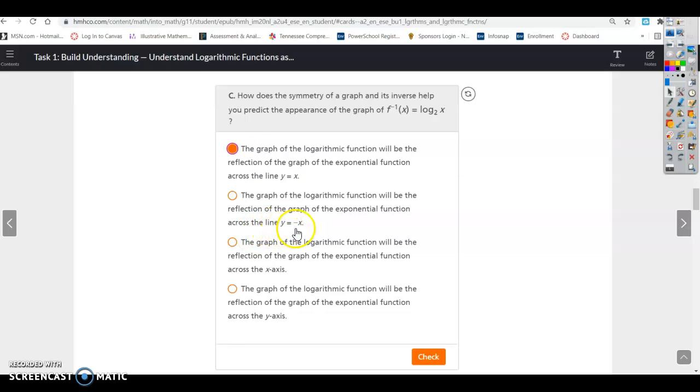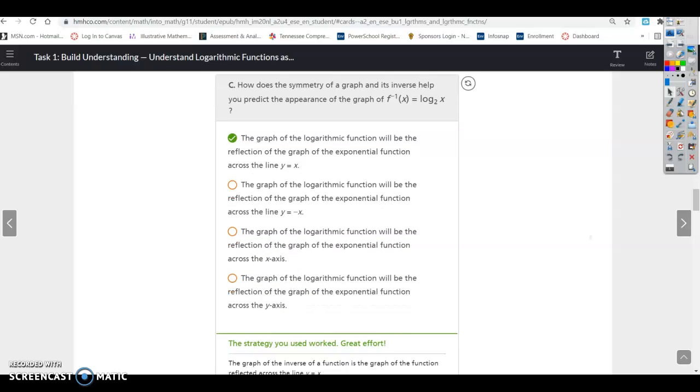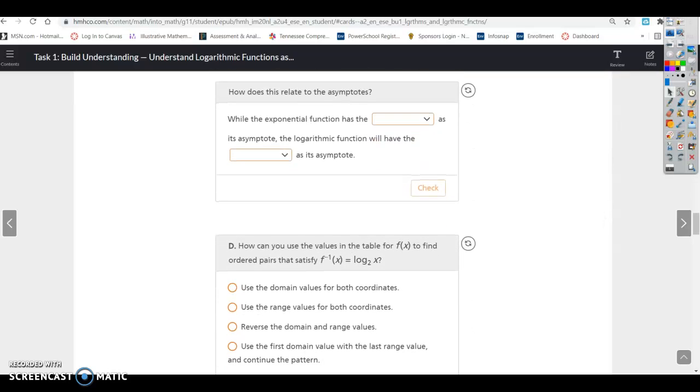This one says y equals negative x, so that's not right. The graph will be a reflection across the x-axis, no, y-axis, no. So the only one that makes sense is the first one there. So the inverse will always be a reflection across y equals x.